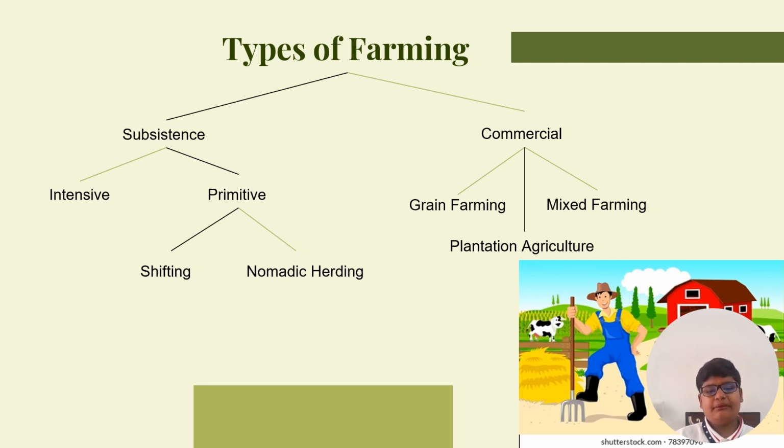Types of farming. Farming can be divided into two types, subsistence and commercial. Subsistence farming has two types, intensive and primitive. Primitive can be broken down into shifting and nomadic herding. Commercial farming has grain farming, mixed farming, and plantation agriculture as their subtopics.